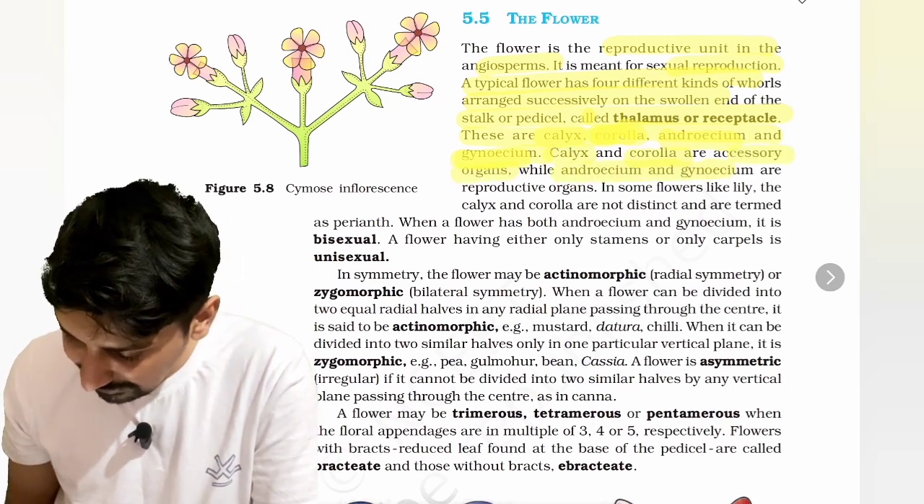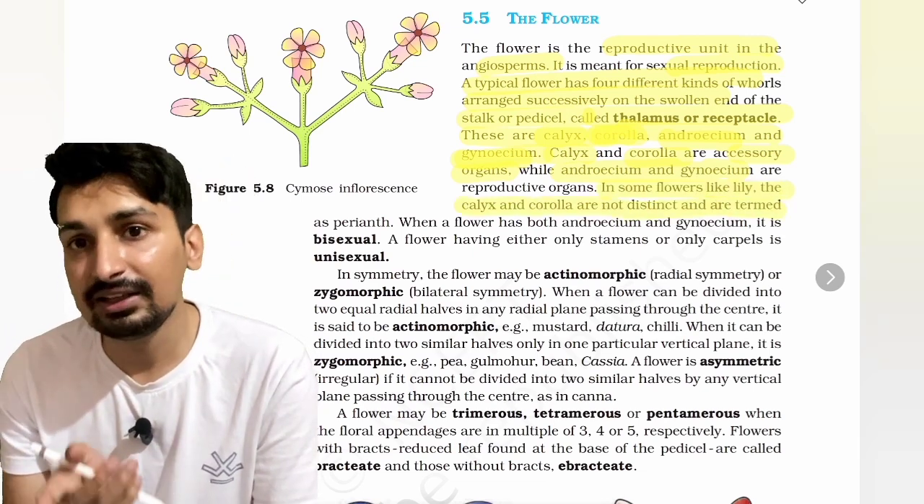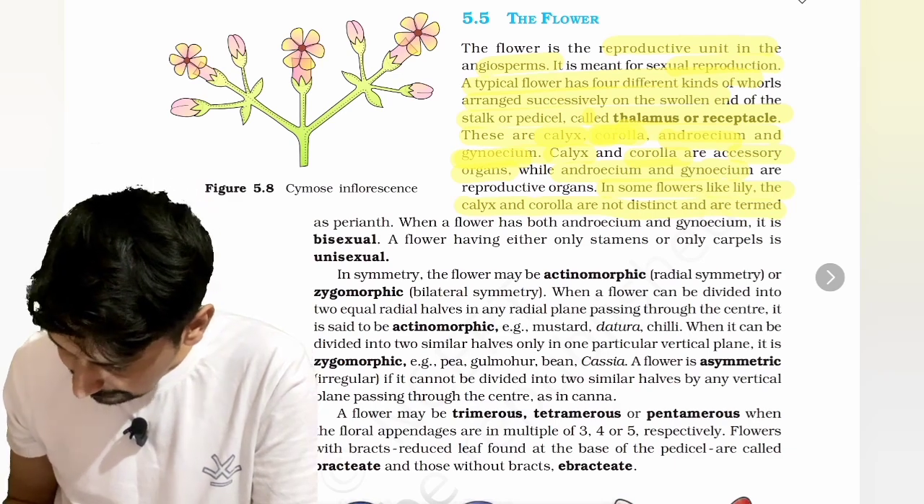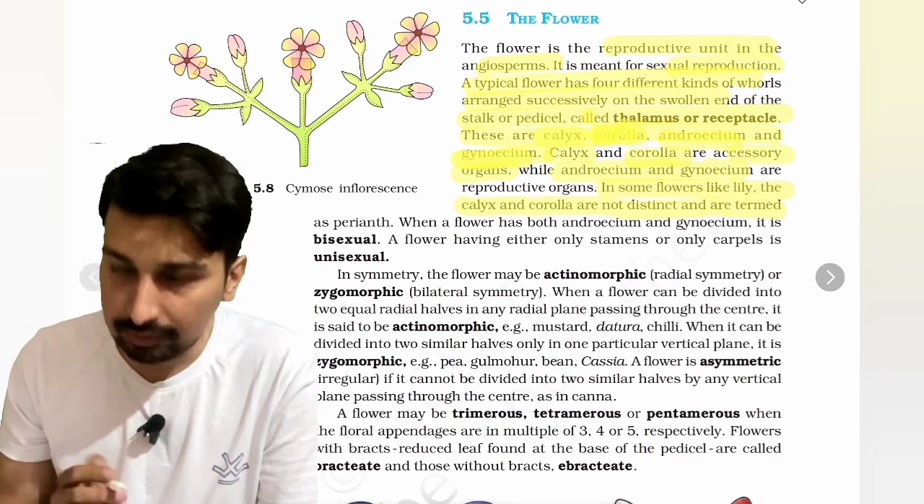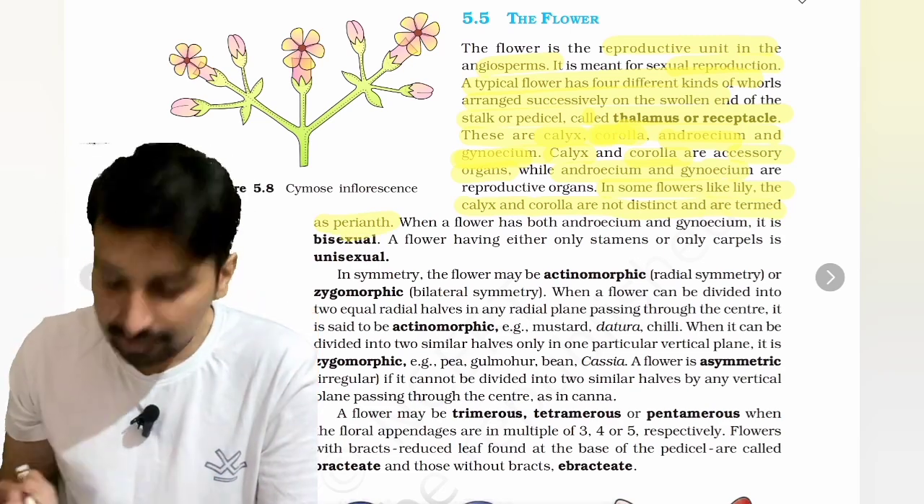In some flowers like lily, calyx and corolla are not distinct. The sepal and petal are not distinct. You have seen lily, it's a green colored part, and directly the flower grows. So they are not distinct, and that is known as perianth. Like lily, where the sepal and petal are not separate, that is known as perianth.